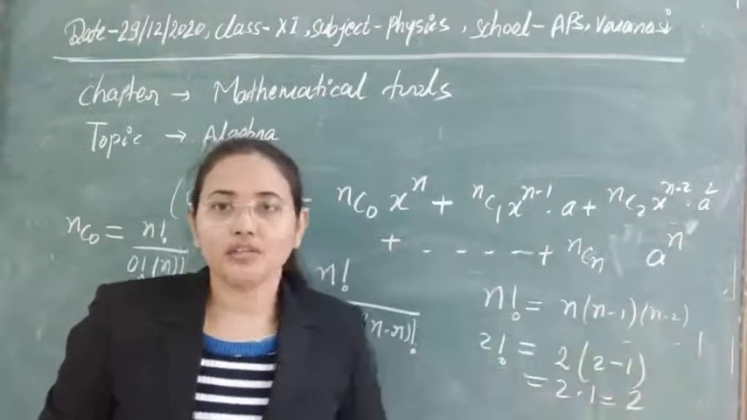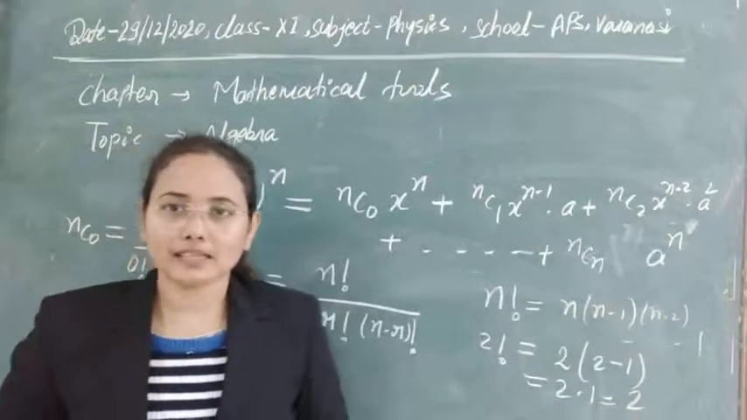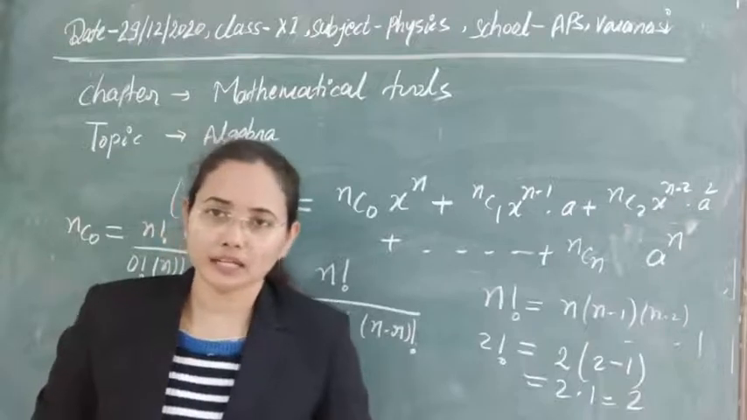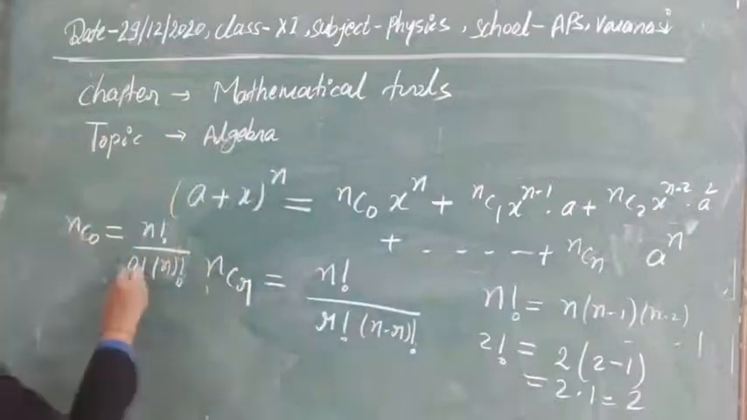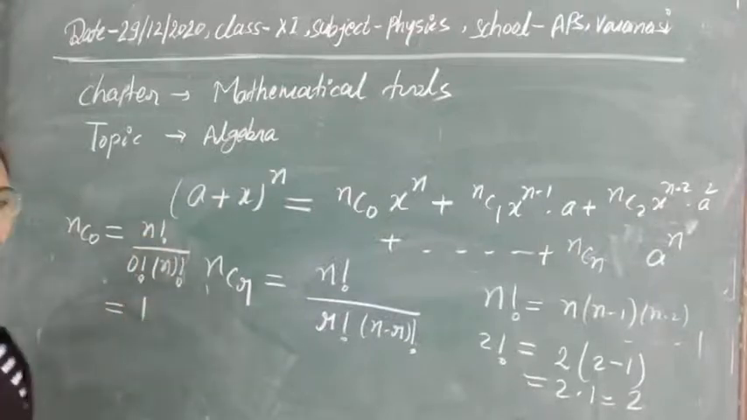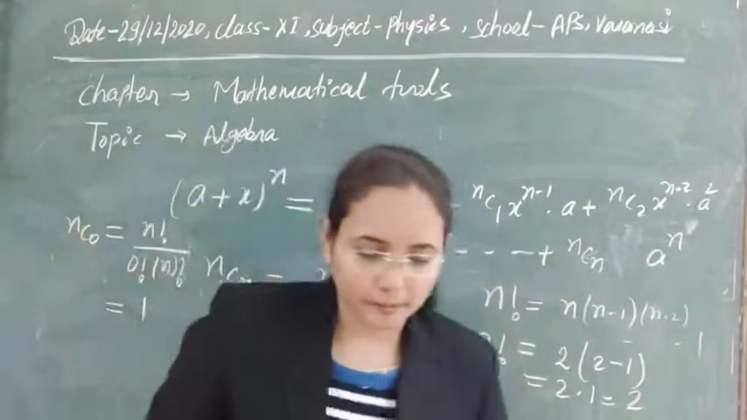So the factorial 0 is actually an exceptional case. The value of factorial 0 is 1. We are taking that. So here the value of factorial 0 will be 1. And if you see, then this value will be 1 overall.